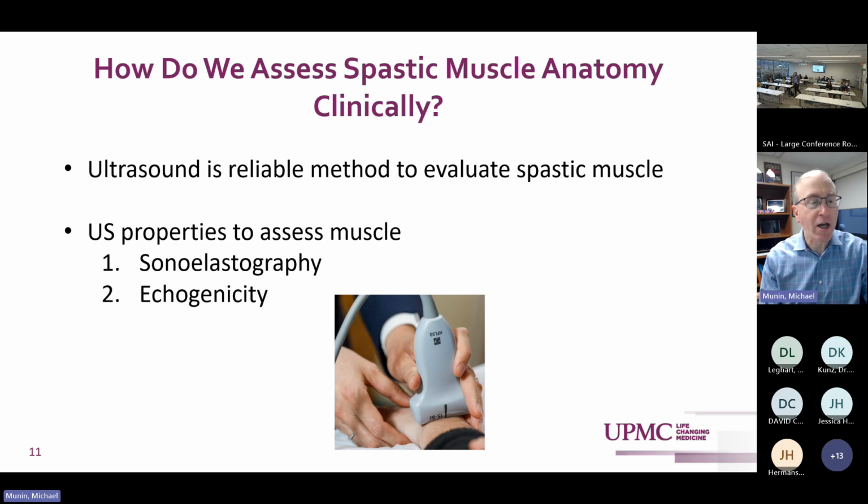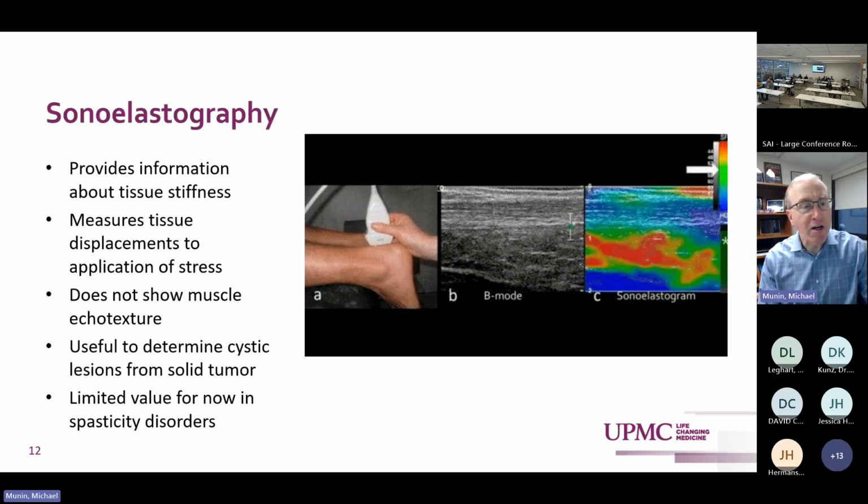But when we look at ultrasound, there are two ways that you can assess muscle. It could be sonoelastography or echogenicity. Sonoelastography provides information about muscle tissue stiffness. It measures tissue displacement in response to an application of stress, and it's really the transducer that's being placed upon the muscle or whatever you happen to be studying. It does not show muscle echotexture, however.